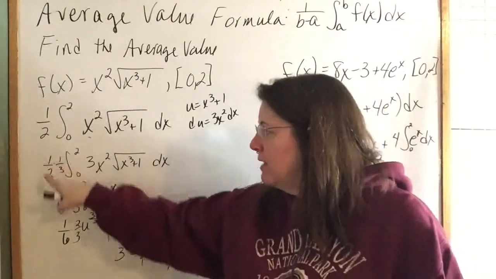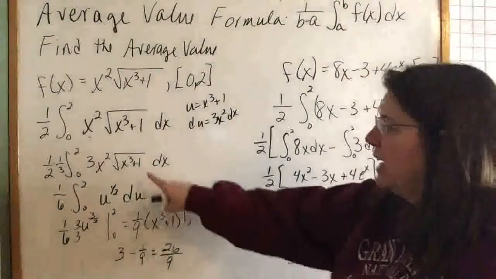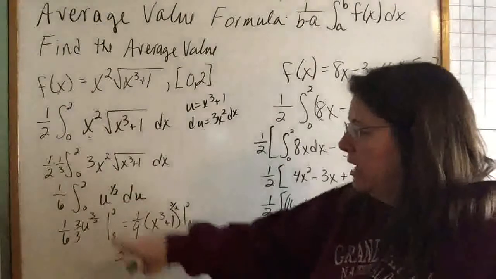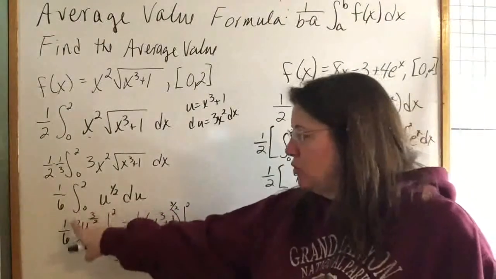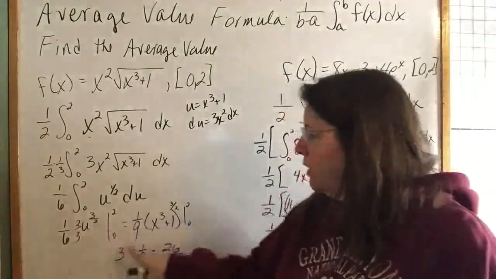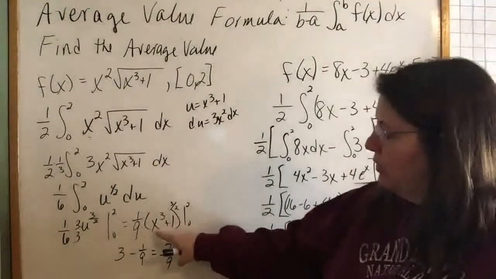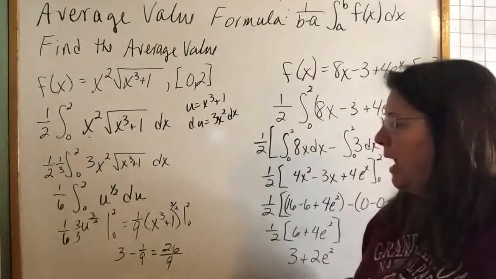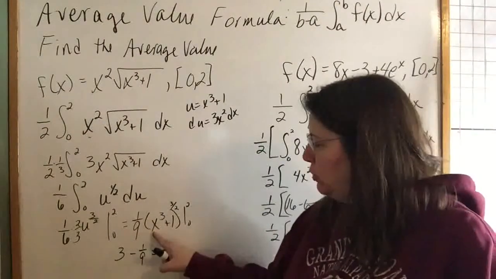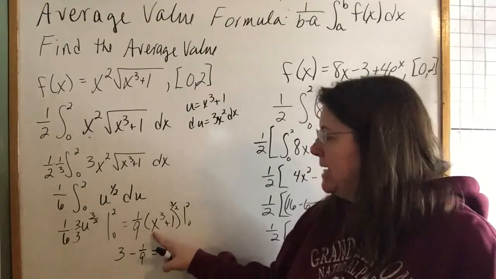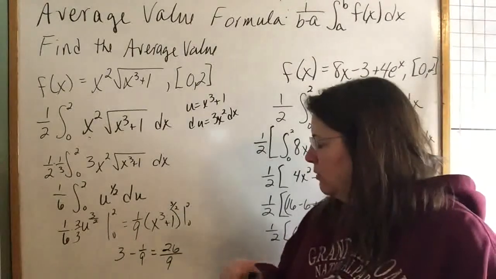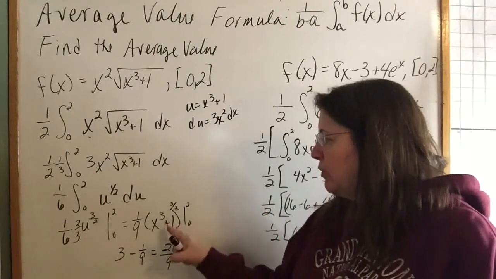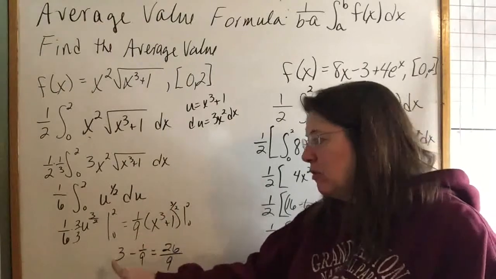So that makes the outside term 1/6. And then I did u substitution. So that's u to the 1/2 times du. When I integrate, I get u to the 3/2 times 2/3, which makes that new number in front 1/9. And when I resubstitute, I get x cubed plus 1 to the 3/2 going from 0 to 2. When I plug in 2, I get 9 to the 3/2 power. Well, 9 to the 3/2 means the square root of 9 cubed. Square root of 9 is 3, 3 cubed is 27, and 27 times 1/9 is 3.